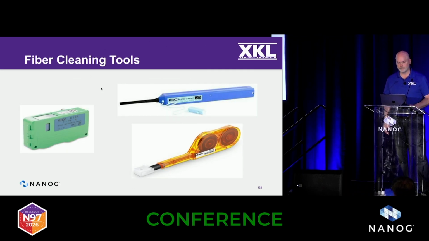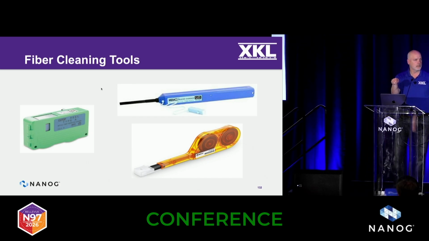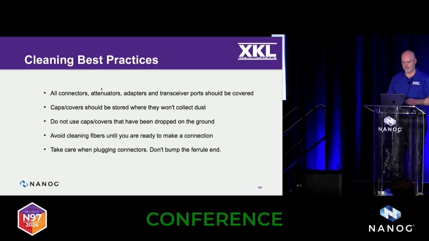These are your typical kind of cleaners, right? This click-top guy on the left, and the top right guy, the blue guy, that's one you can stick into your transceiver port, or you can stick it into your patch panel, right? So it can go inside. And then the bottom right, that's your MPO cleaner. So all the tools you need to keep a clean environment.